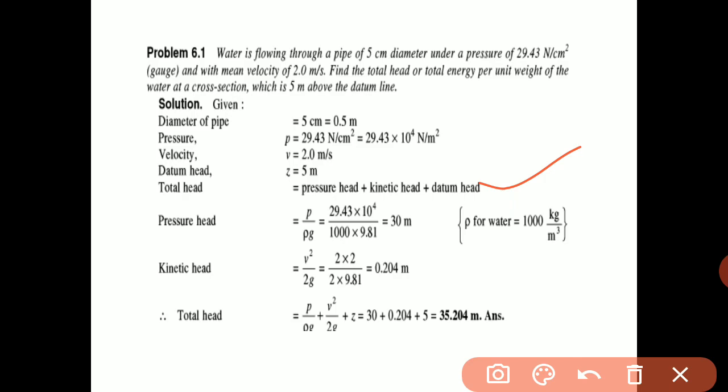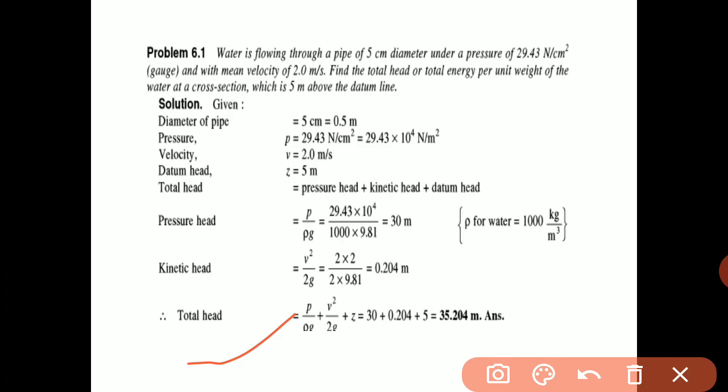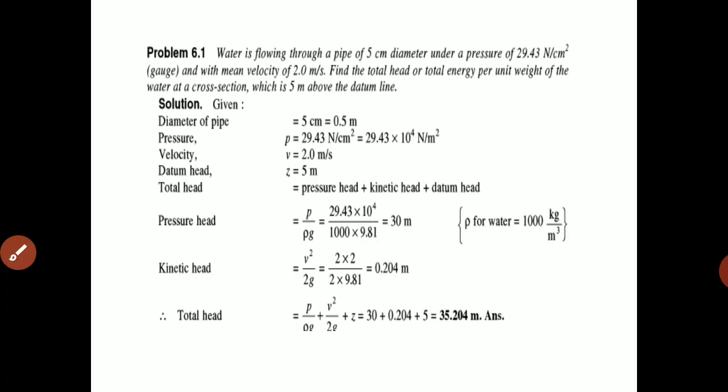So accordingly we'll calculate, we have given diameter of pipe, pressure, velocity, datum head. Okay, then we are going to calculate the total head. So they have told us to find the total head or total energy per unit weight of the water at a cross section, which is 5 meter above the datum line. So datum head z is given as 5 meter. So accordingly we will calculate total head by addition of all the heads, pressure head, kinetic head and datum head. Okay, so it will conclude our one numerical.